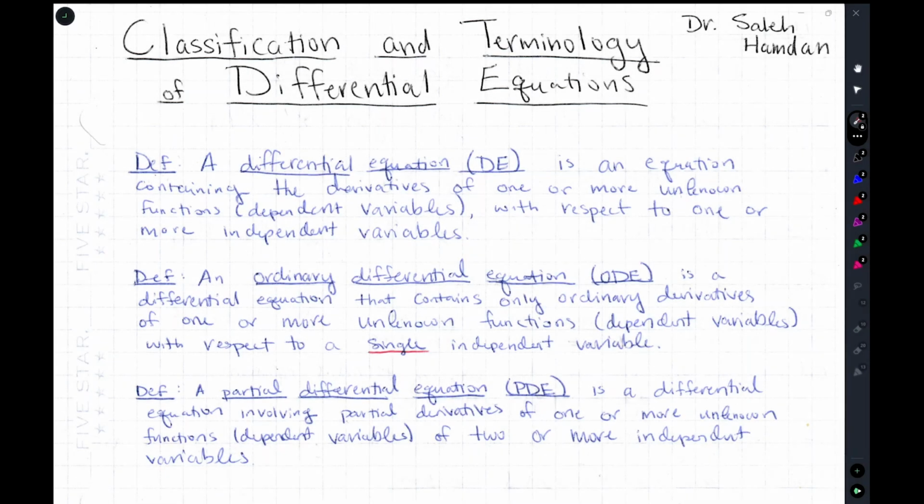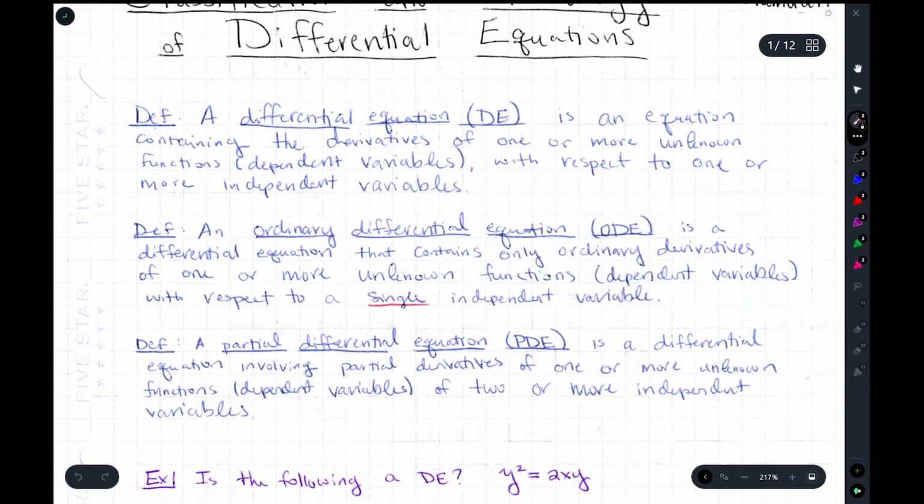Let's begin our course on differential equations by classifying differential equations and discussing the terminology around them. So what is a differential equation and how does it differ from an algebraic equation, for example? A differential equation is an equation containing the derivatives of one or more unknown functions, the unknown functions being the dependent variables, with respect to one or more independent variables.